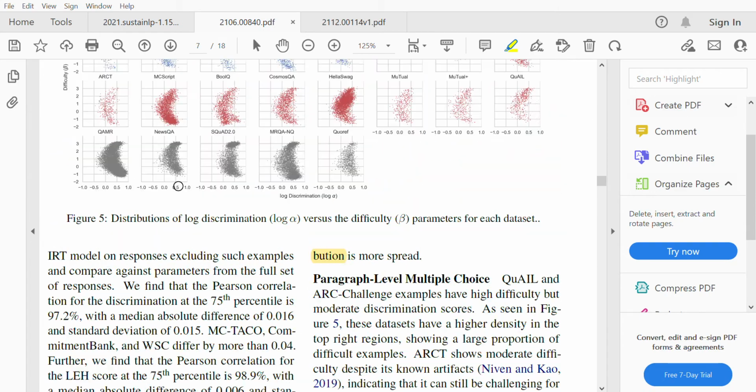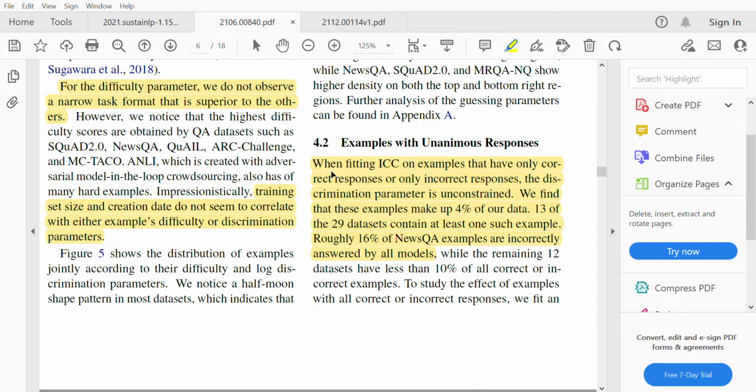Beyond that, this is just super valuable to have these numbers out. They fit ICC on examples that have only correct responses or only incorrect responses, with the discrimination parameter unconstrained. These examples make up 4% of their data, and 13 of the 29 data sets contain at least one such example. Roughly 16% of NewsQA examples are incorrectly answered by all models, while the remaining 12 data sets have less than 10% of all correct or incorrect examples.